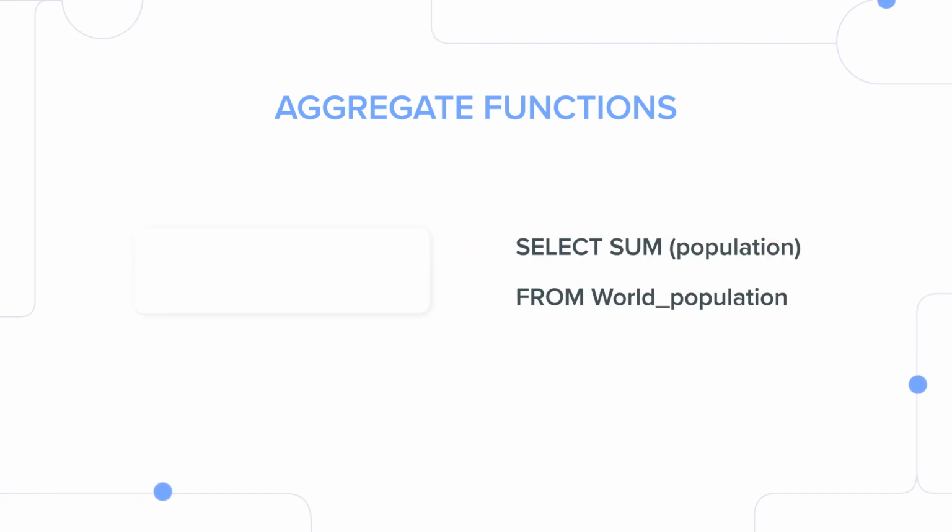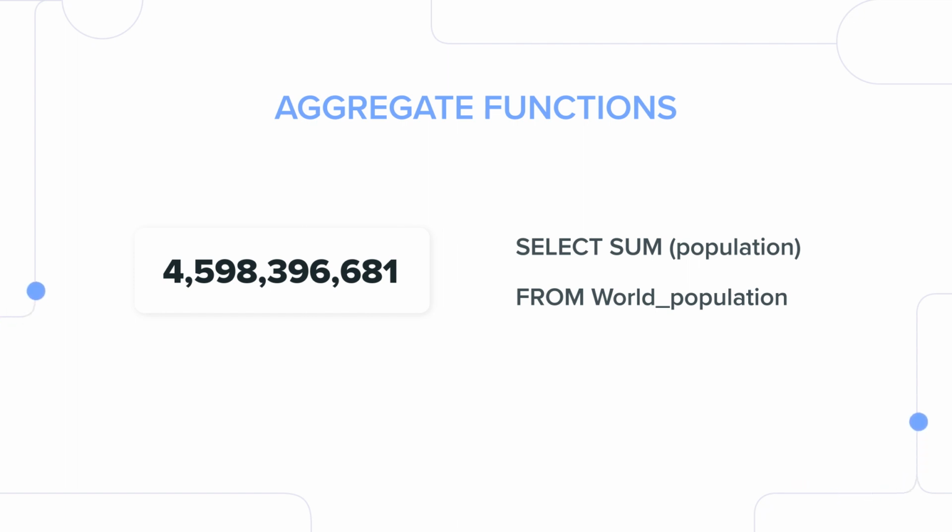We can also use aggregate functions to perform calculations across multiple rows of data. For example, I could use the sum function to calculate the sum of the population of all the countries from this list. Here's what the query would look like. This query would return this result.